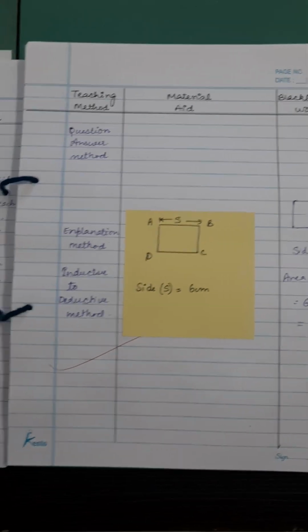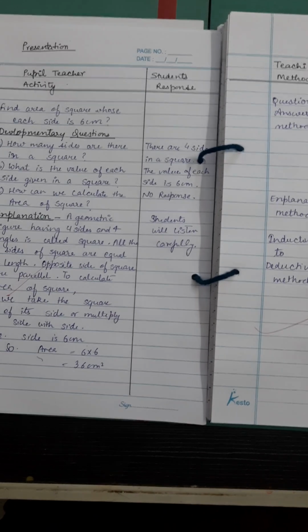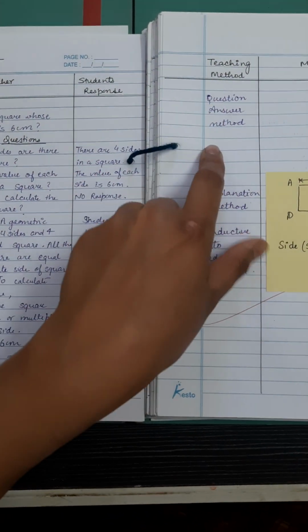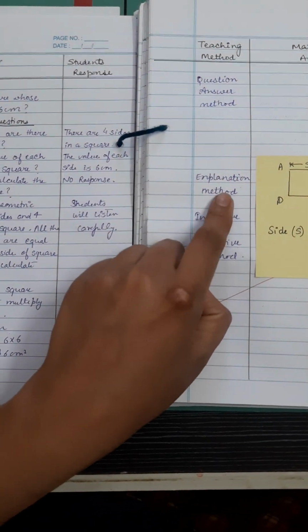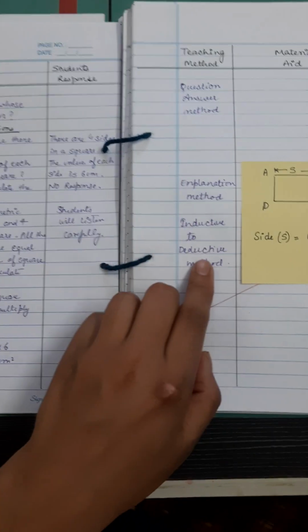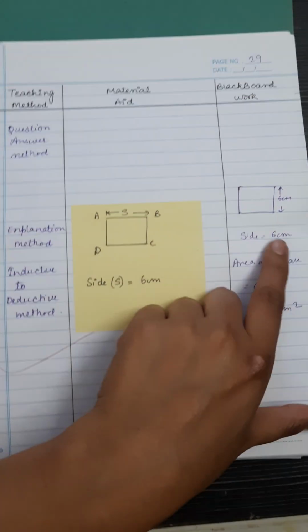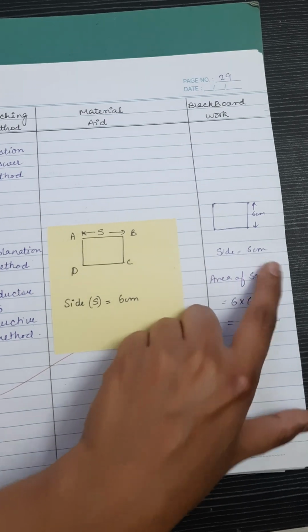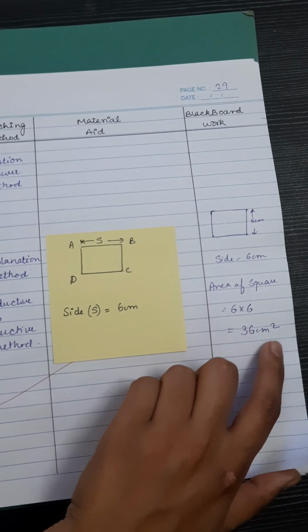On the right side you have to write the teaching method that you have used, that is the developmental questions. This is the explanation you have given, and this is the explanation method and inductive to deductive method we have used. And this is the material aid, which you have to represent on a chart paper. And this blackboard work you have to write on a blackboard: the side is 6 centimeter and area of square is equal to s square, that is 6 into 6 is equal to 36 square centimeter.